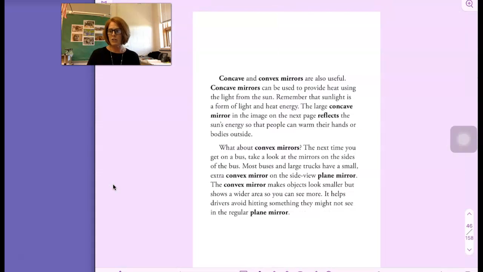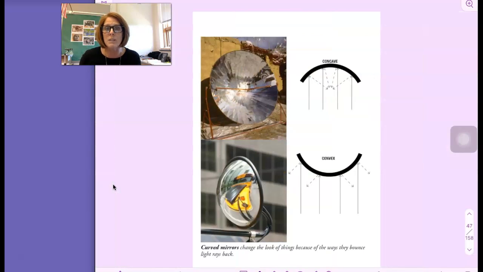Let's finish reading this chapter. Concave and convex mirrors are also useful. Concave mirrors can be used to provide heat using the light from the sun. Remember that sunlight is a form of light and heat energy. The large concave mirror in the image on the next page reflects the sun's energy so that people can warm their hands or bodies outside. So the top picture.